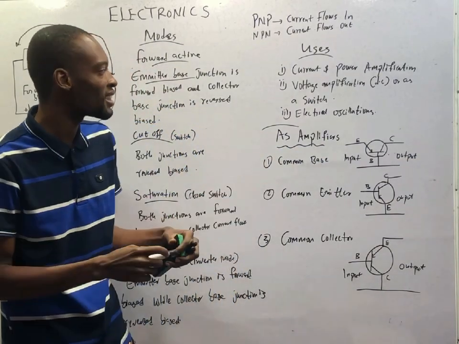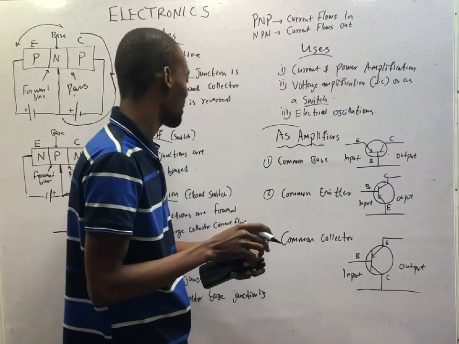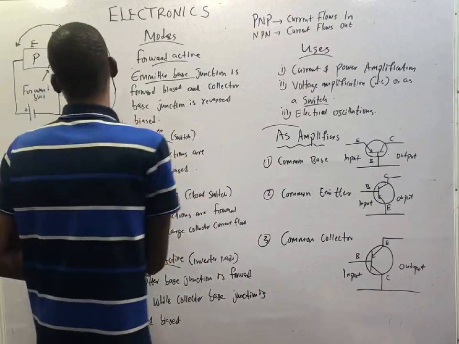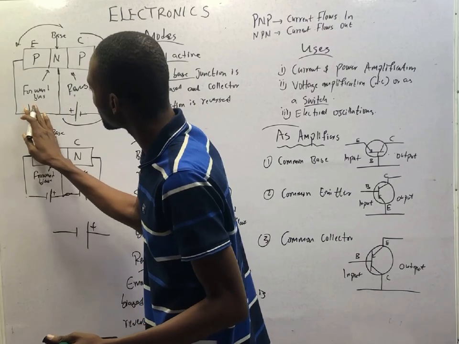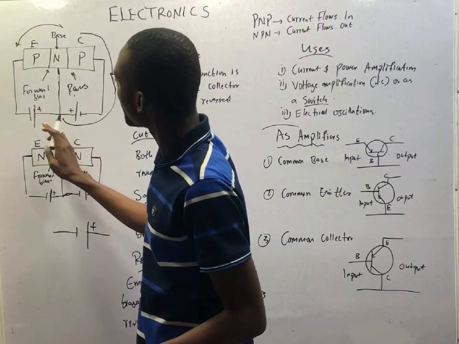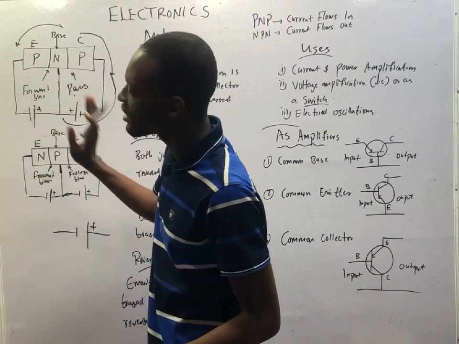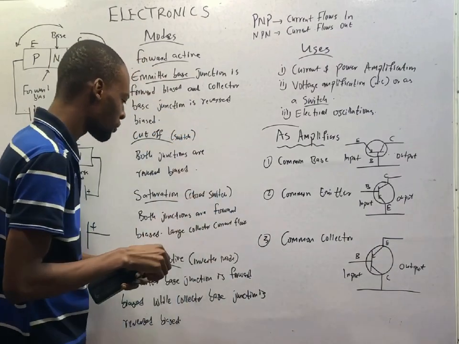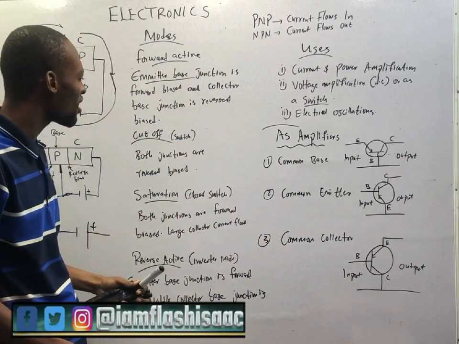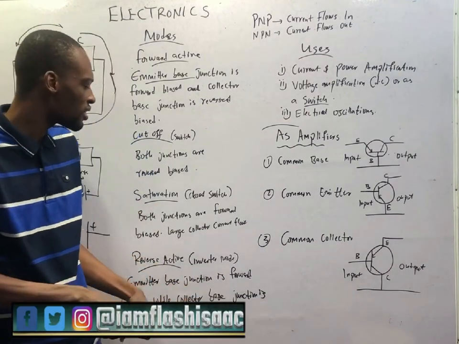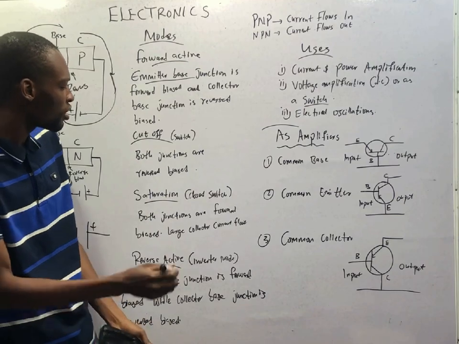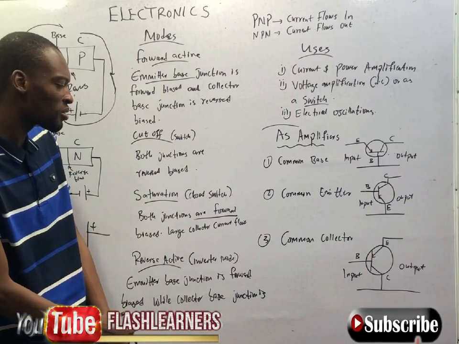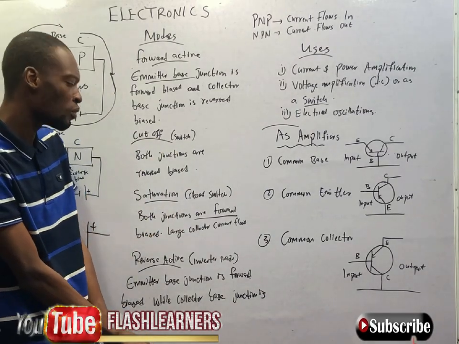When you want to use a transistor as a switch, you configure it in cutoff mode. In cutoff mode, both junctions are reverse biased, which means the emitter base junction is reverse biased. Instead of plus here, here becomes plus, so that negative goes to positive, positive goes to negative. Then here is also reverse biased. In that case, this is in cutoff mode. Saturation mode: when a transistor is used as a closed switch, it is connected in saturation mode. In saturation mode, both junctions are forward biased. The emitter base junction is forward biased, the collector base junction is forward biased, and large collector current will flow.